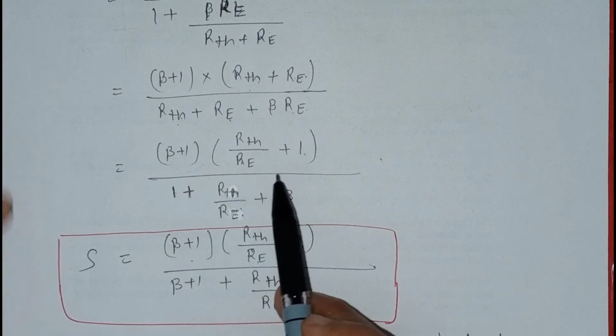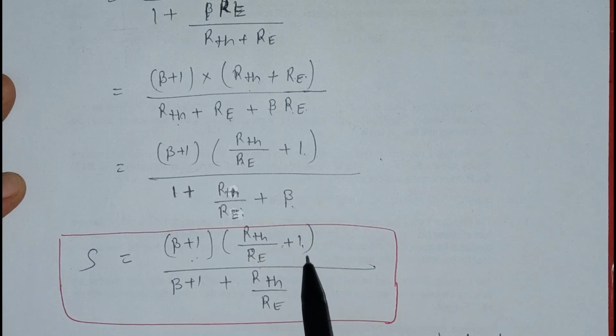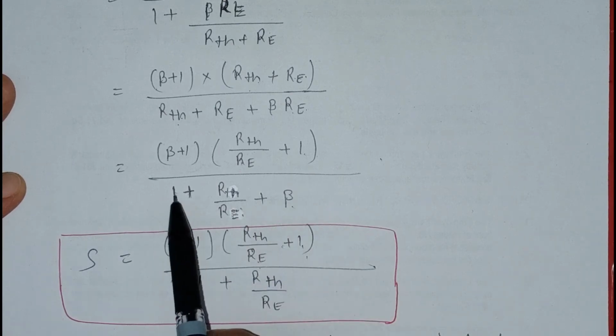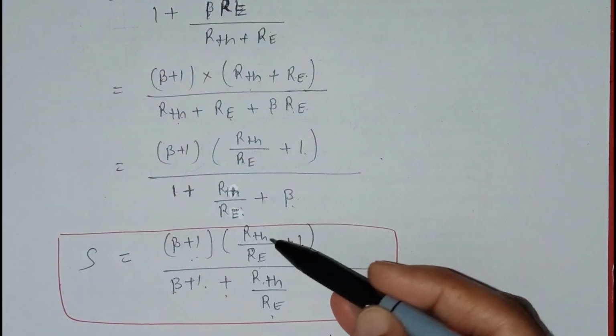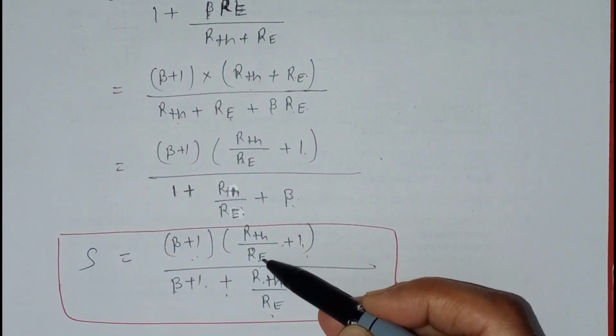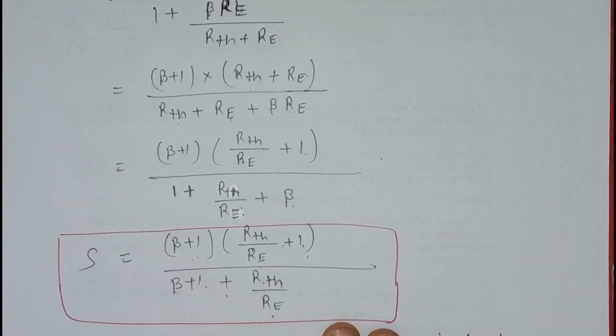Now we will rearrange this equation. This is (beta plus 1) RTH upon RE plus 1, upon, we have taken these two terms on one side, beta plus 1 plus RTH upon RE. This is the equation for stability factor for self-biasing. If RTH upon RE is very small, this stability factor approaches 1. And this is the best value for stability factor, because if the stability factor is almost equal to unity, it means the biasing method is very stable and a good method.